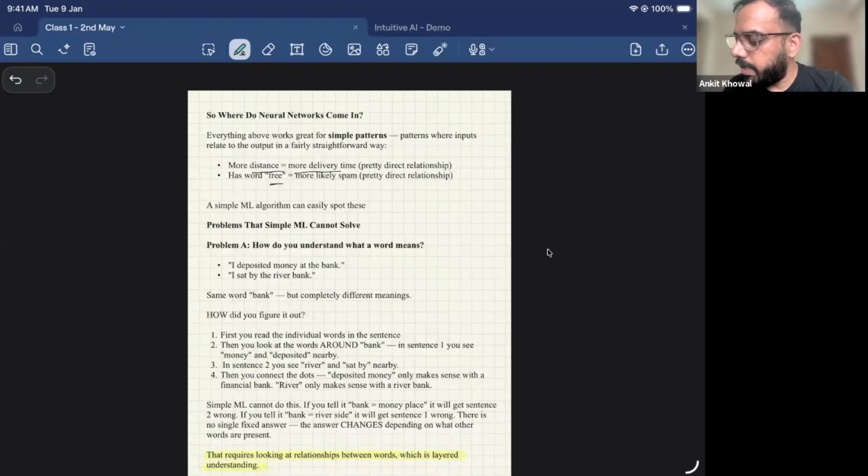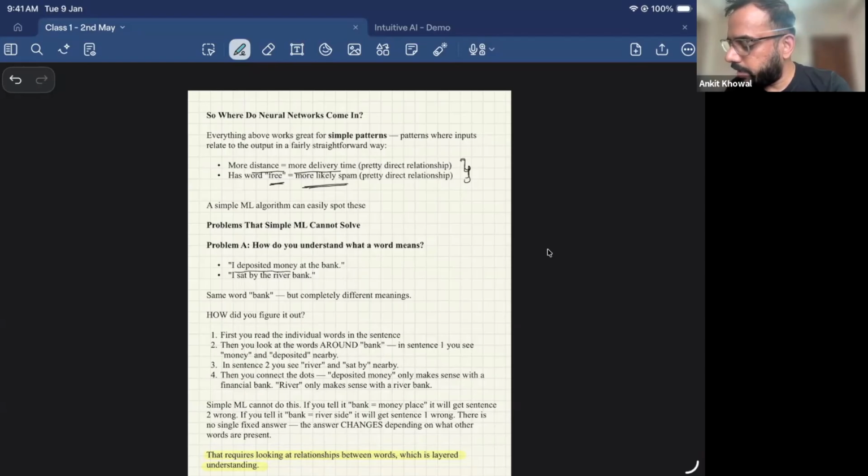If it has the word free, then likely it could be spam, right? Very direct kind of relationships were there. So for these simple kinds of problems, simple ML works, right? But where does a neural network come into the picture? Let's take an example.